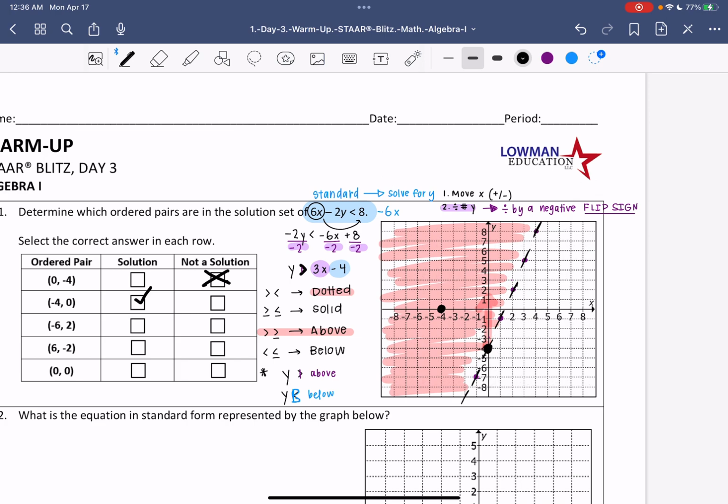-6, 2 is a solution. 6, -2, not a solution. Oh, sorry. And 0, 0 is a solution.